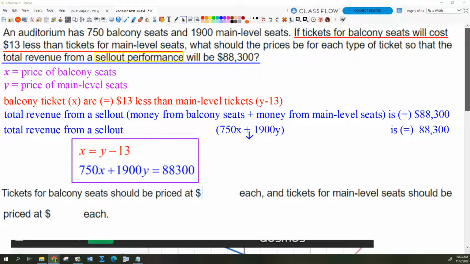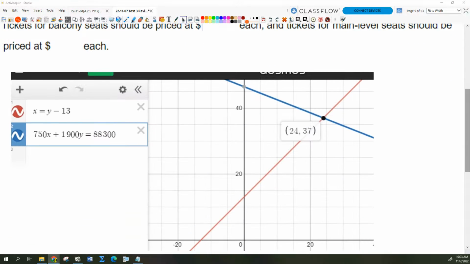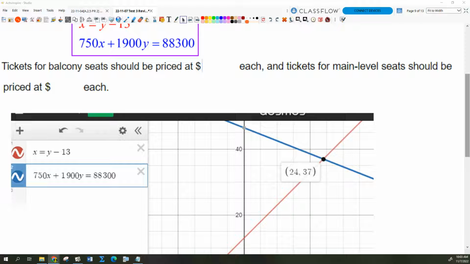Well, we know that they're telling us balcony seats will cost $13 less because you're further away, I guess. Okay. All right, so if we filled in the blanks here then, balcony seats will be priced at $24 and main level seats will be priced at $37. Okay, give me thumbs. Again, you've got technology for the solving part of that, right? Okay.